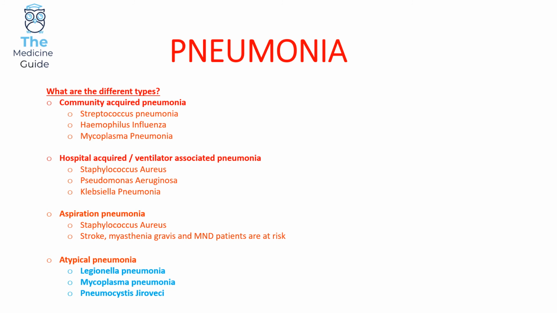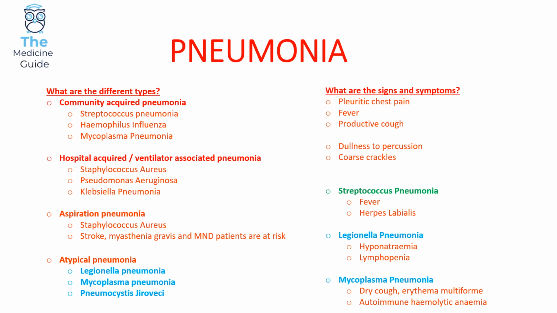Mycoplasma pneumonia is a very interesting form of pneumonia. Mycoplasma pneumonia is associated with other conditions like erythema multiforme, and we'll discuss that in more detail now. So the classic signs of pneumonia involve pleuritic chest pain, fever, productive cough, dullness to percussion, and coarse crackles.